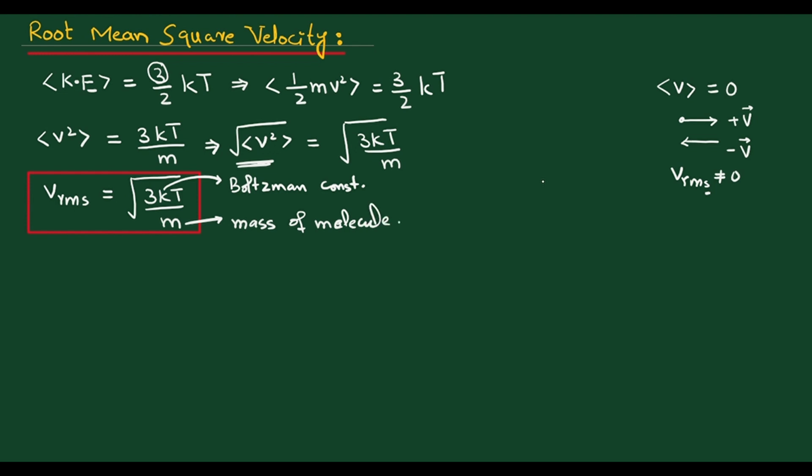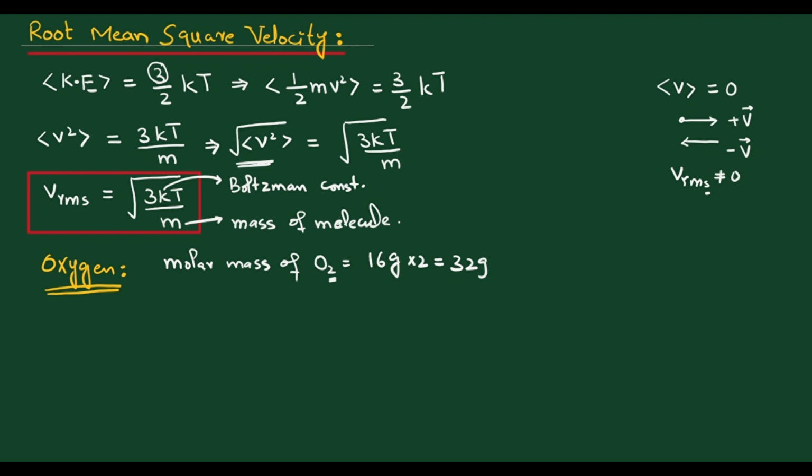If we want to calculate the root mean square velocity for the oxygen molecule, we have to calculate the mass of an oxygen molecule. Let's calculate the mass of the oxygen molecule. As we know, the molar mass of oxygen atom is 16 gram, and multiplying by 2 because of the diatomic molecule, we get 32 gram per mole.